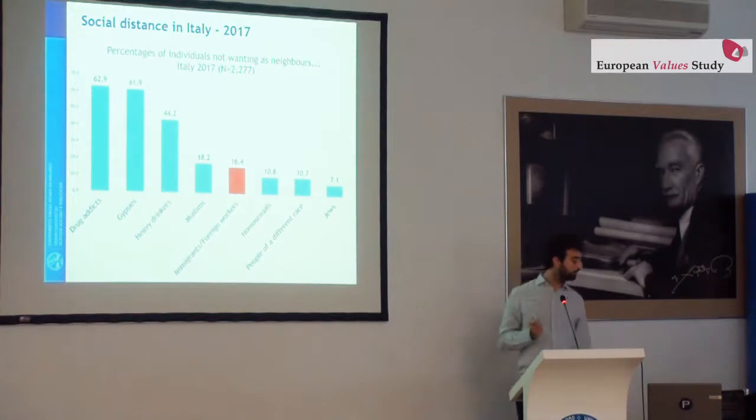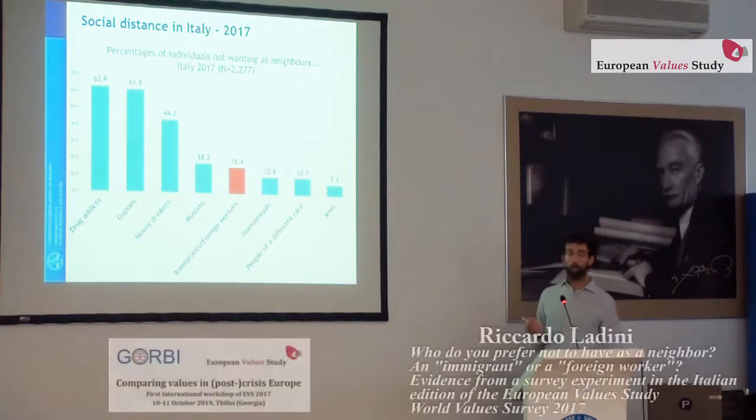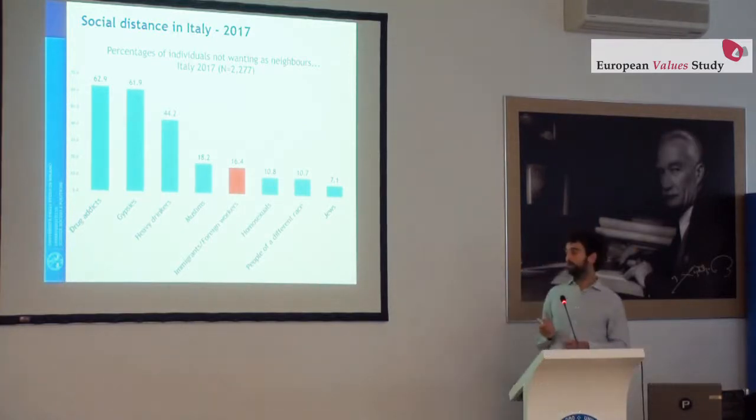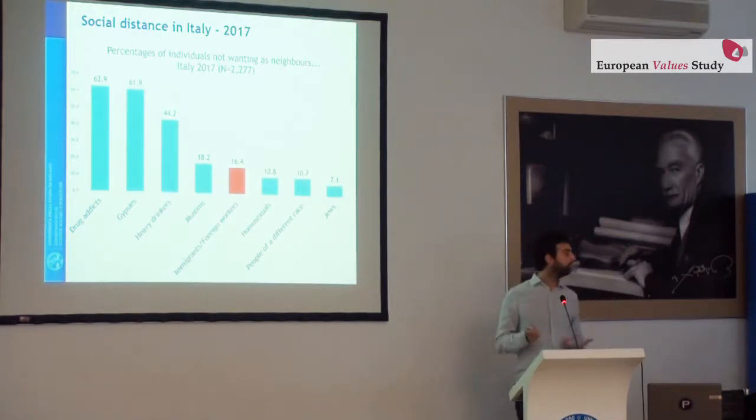So this is the distribution in Italy of the percentage of individuals not wanting different social groups as neighbors, and you can see that about 16% of Italian respondents say they do not want to have immigrants or foreign workers as neighbors. The percentage is similar to the one for Muslims, and higher than the one for homosexuals, people of a different race and Jews. So it is also interesting that it is something different to ask about immigrants and foreign workers than, for example, people of a different race.